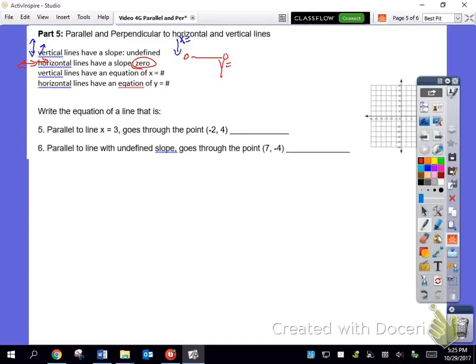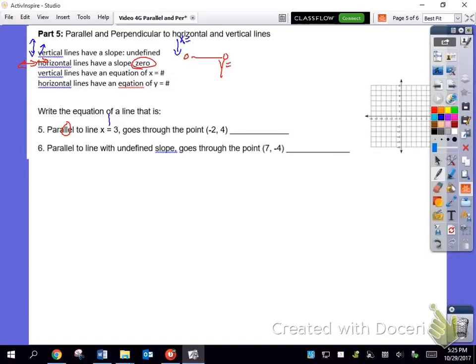Okay? So on number 5, I want a line that is parallel, so that means they do not touch, to x equals 3. Now x, that is my up and down, so x is a vertical line. So if I want it to be parallel, and it's going to go through -2, 4, I want it to be parallel to this line right here, then it needs to go up and down as well. So that's going to be x equals -2.